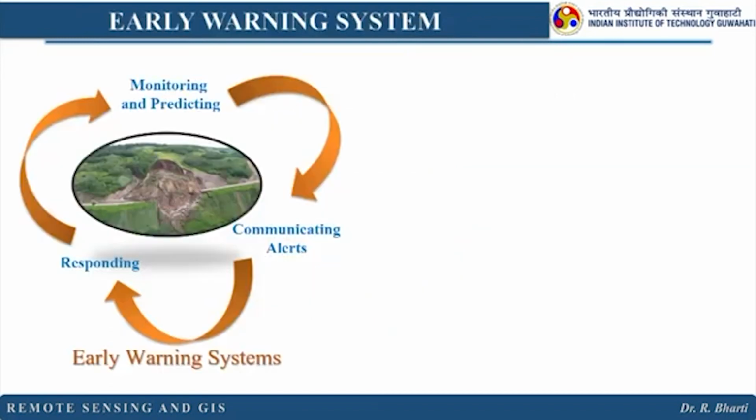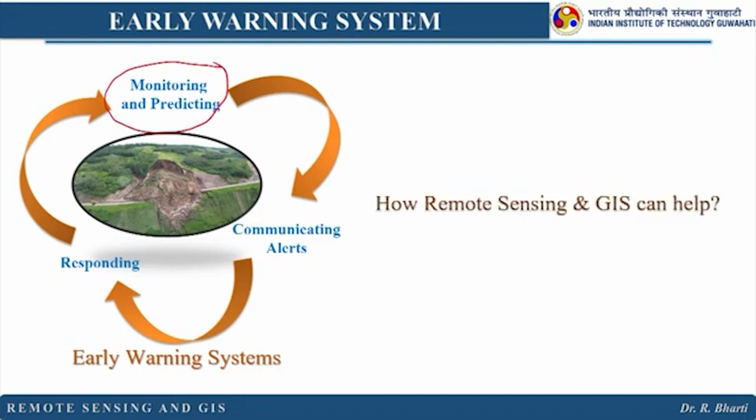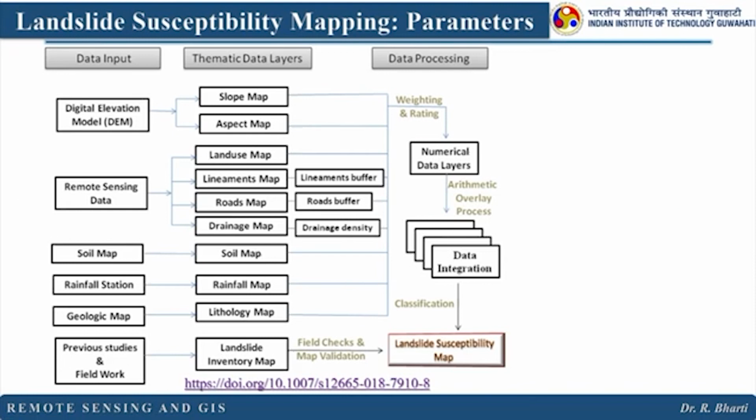You have seen in the previous slide the different methods which can be used to monitor or predict this landslide event. So let us understand how remote sensing and GIS can help. This is one methodology which is taken from this particular literature. You can refer to this.